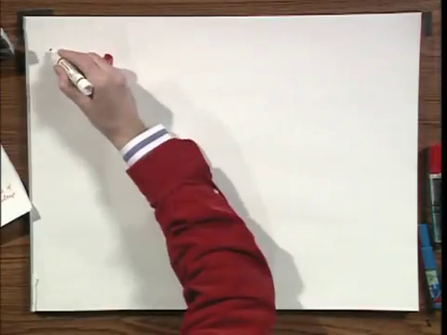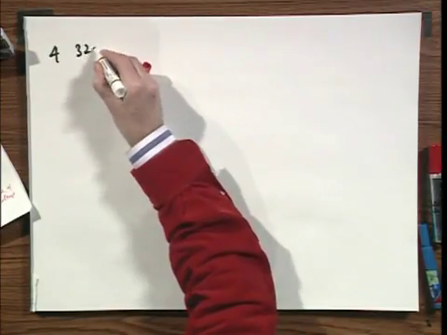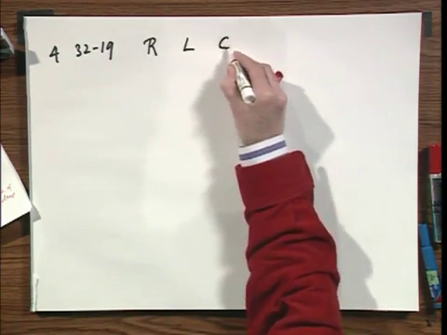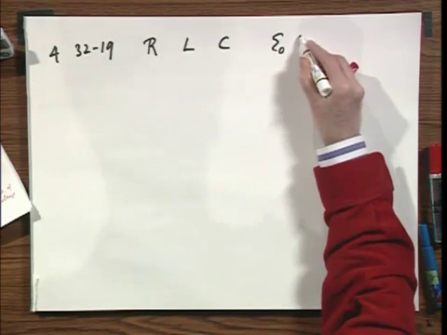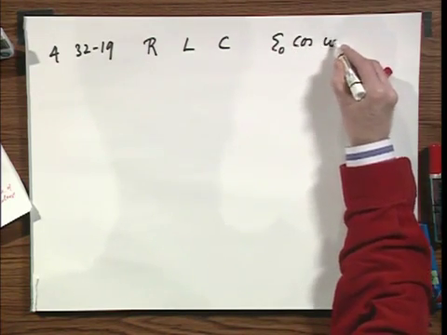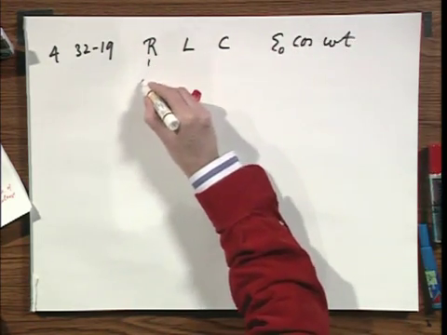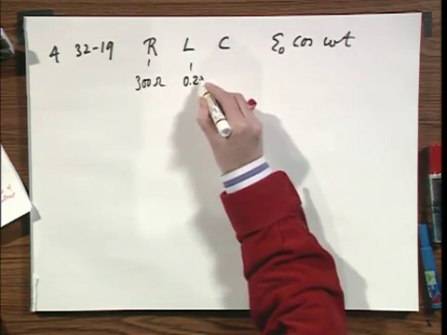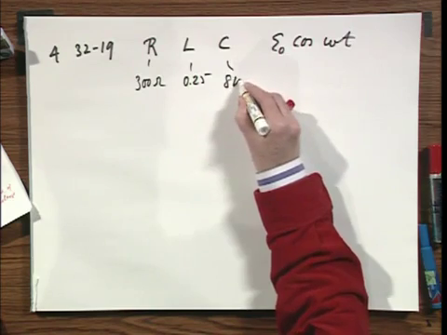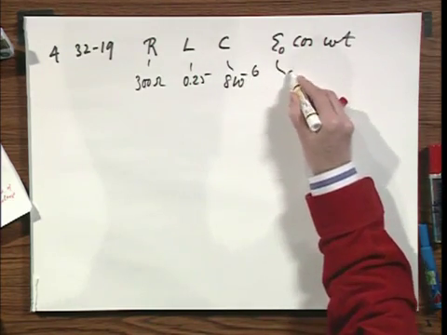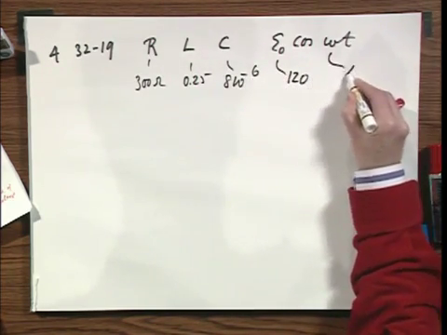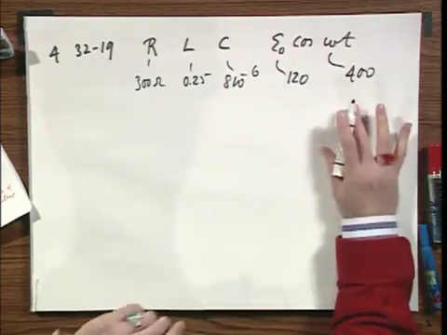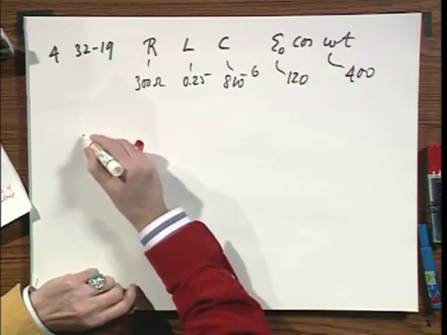Problem number 4, which is 32-19. I have an R, an L, a C, and E0 cosine omega t: 300 ohms, 0.25 henry, 8 times 10 to the minus 6 farad, 120 volts, 400 radians per second. Forget the transient, we'll only look at the steady state solution.